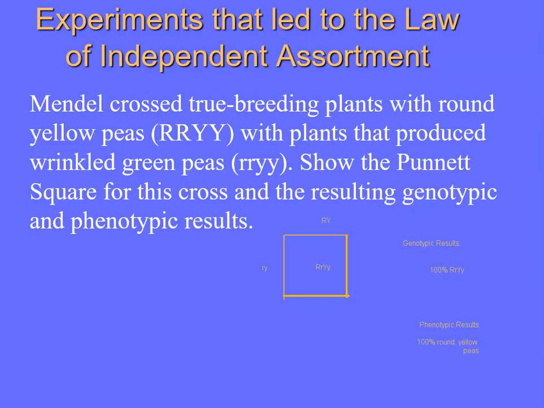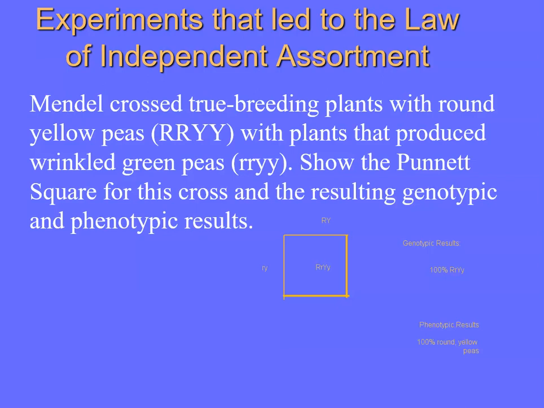In the box with the expected genotypes for the offspring, the only possibility is where they get one of each allele from each parent for both traits. So it would be big R, little r, big Y, little y. Therefore, the genotypic results are 100% big R, little r, big Y, little y. So they are heterozygous for both traits. And the phenotypic results are that all the offspring, 100%, would be round with yellow peas.